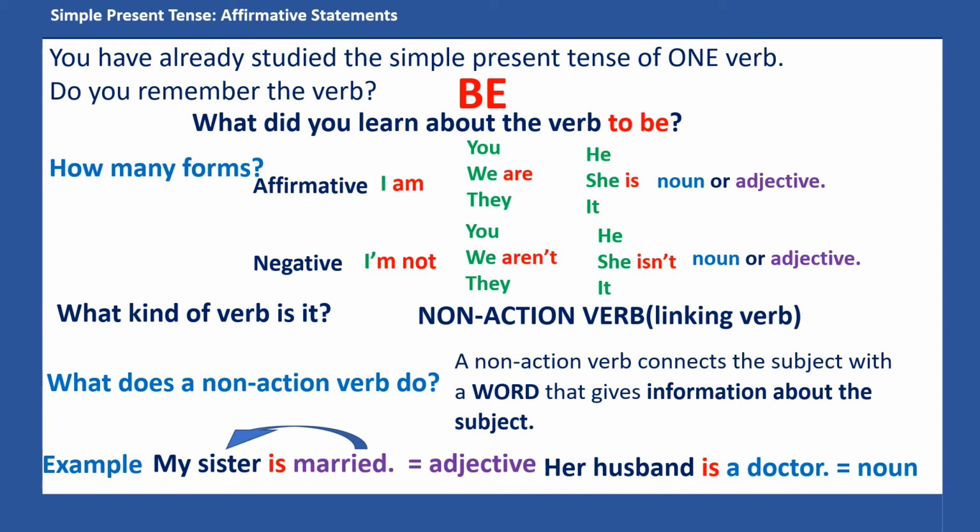Now look at this. Her husband is a doctor. What is the subject? Husband. What information do we have about her husband? Yes, a doctor. Now, how do we put that in a sentence? We need to put the verb to be because the verb to be connects the word doctor and husband, and doctor gives us more information about the subject, husband.